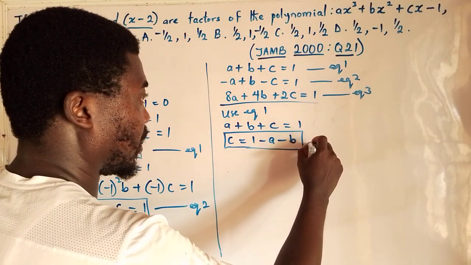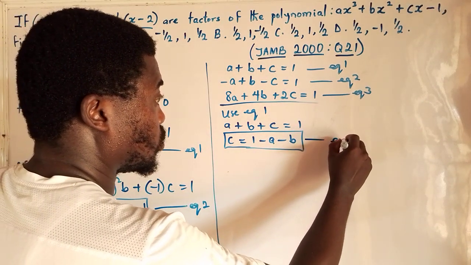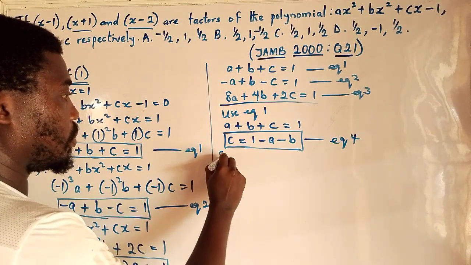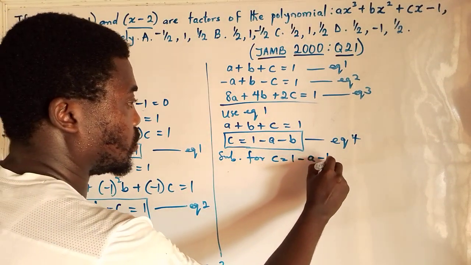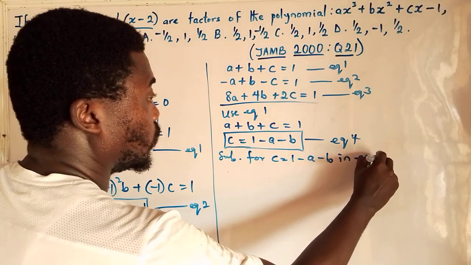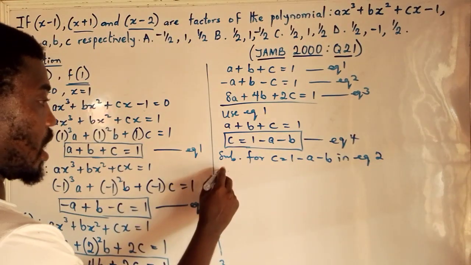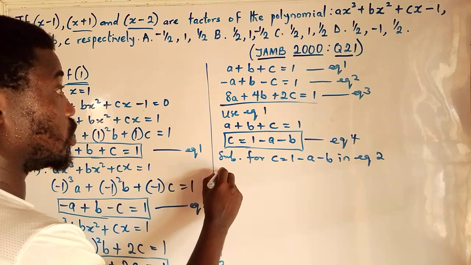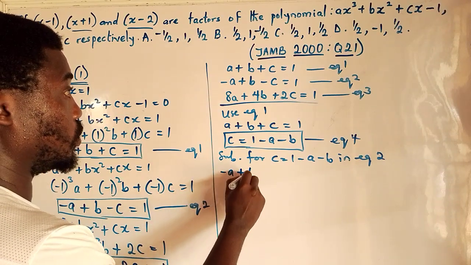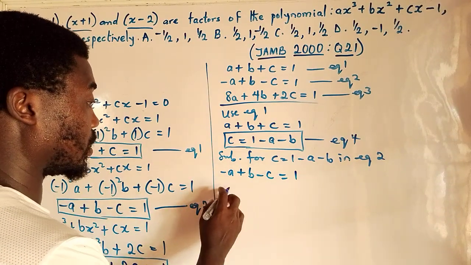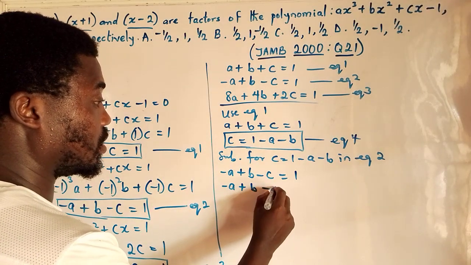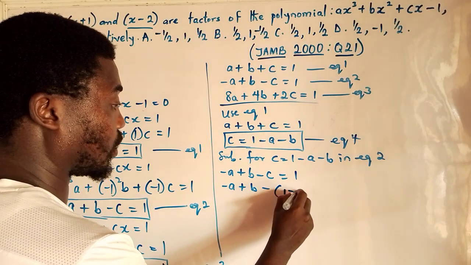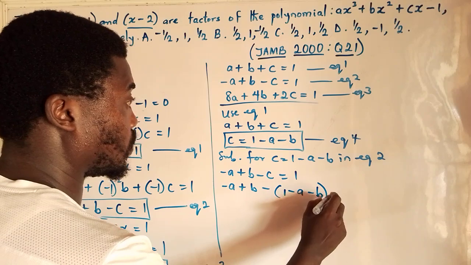So then we'll be able to find our value, our answer. This one is equation 4. Substitute C equals 1 minus A minus B in equation 2. So what do we have here? Equation 2 is: minus A plus B minus C equals 1. So minus A plus B minus, what is the value of C? The value of C now is 1 minus A minus B, close bracket.